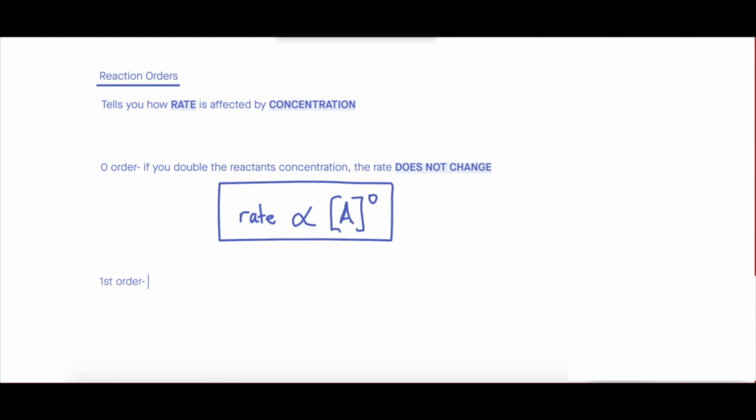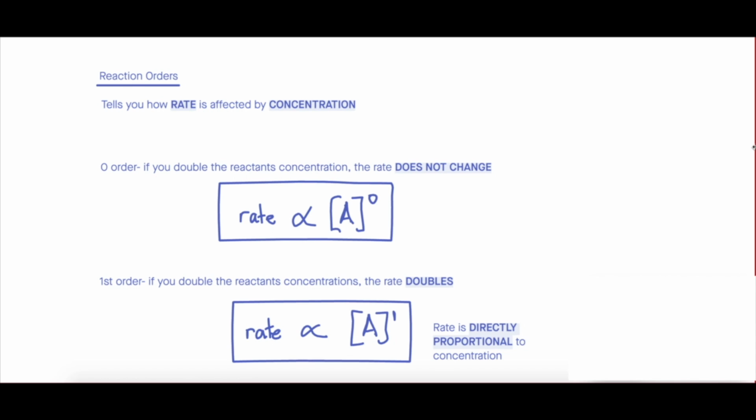What you can also have is a first order reaction. That's when if you double the reactant's concentration, the rate also doubles. If you triple the reactant's concentration, then the rate will also triple. In other words, the rate is proportional to the concentration of A to the power of 1. Again, let's imagine you're doubling it, so you're multiplying A by 2. Then you're doing 2 to the power of 1, which is 2. So you're just multiplying the rate by 2 as well.